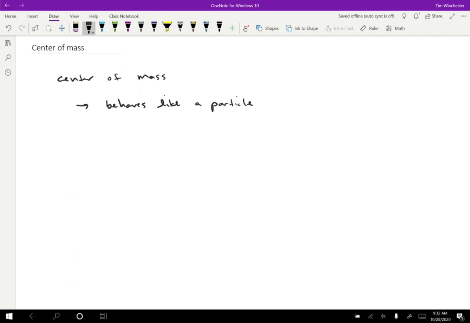So momentum conservation, the acceleration of that center of mass is going to be related to the net force on it, and so on. So all of the rules that we've learned about for motion up to this point will be true for the center of mass of some system.